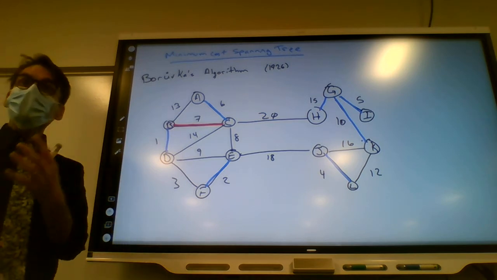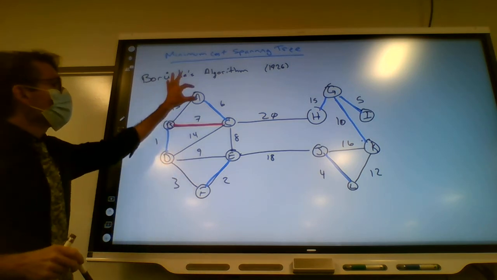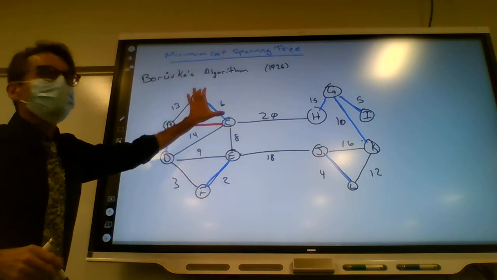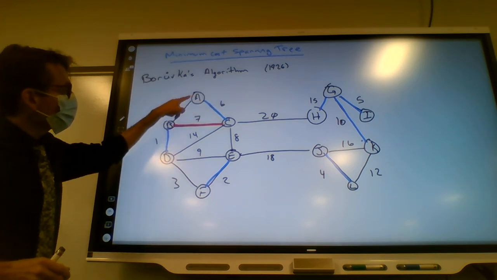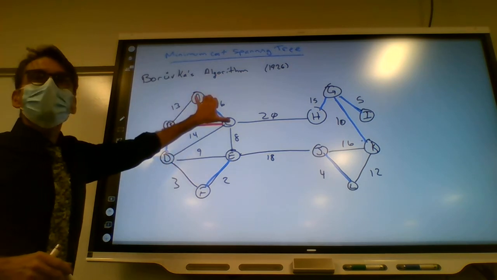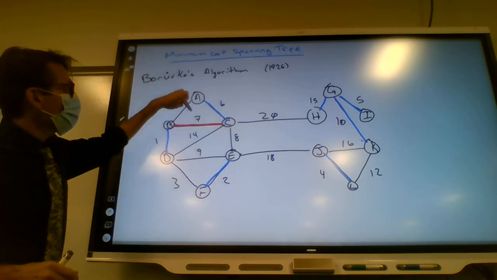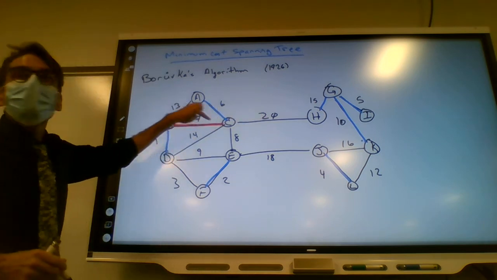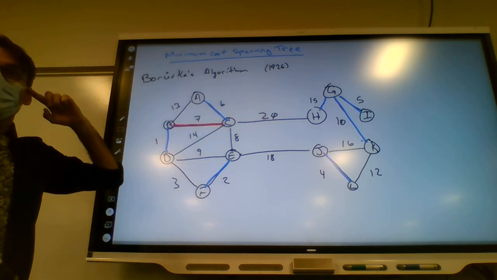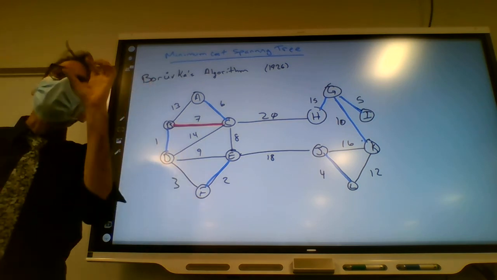So we're doing the same thing again that we did where these were individual trees, but now this is the tree. So we're looking at all the edges that leave this tree. So we have a 13, a 7, a 14, an 8, and a 20. And we're taking the smallest one of those. So we're treating A and C as like one. So A and C is now one tree.